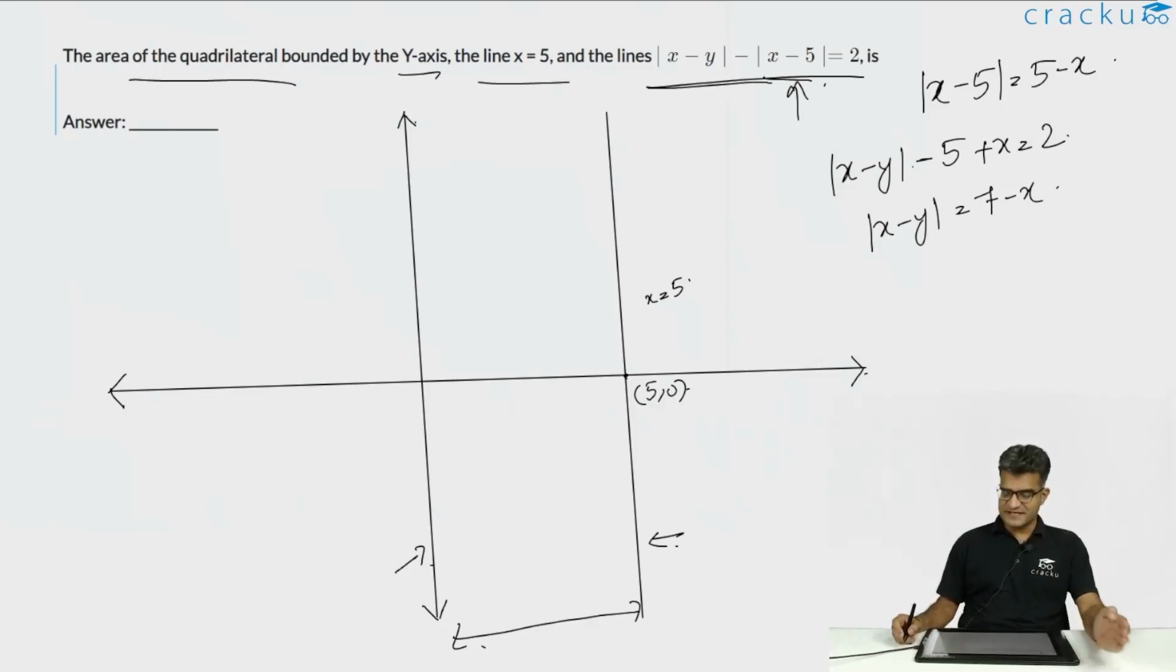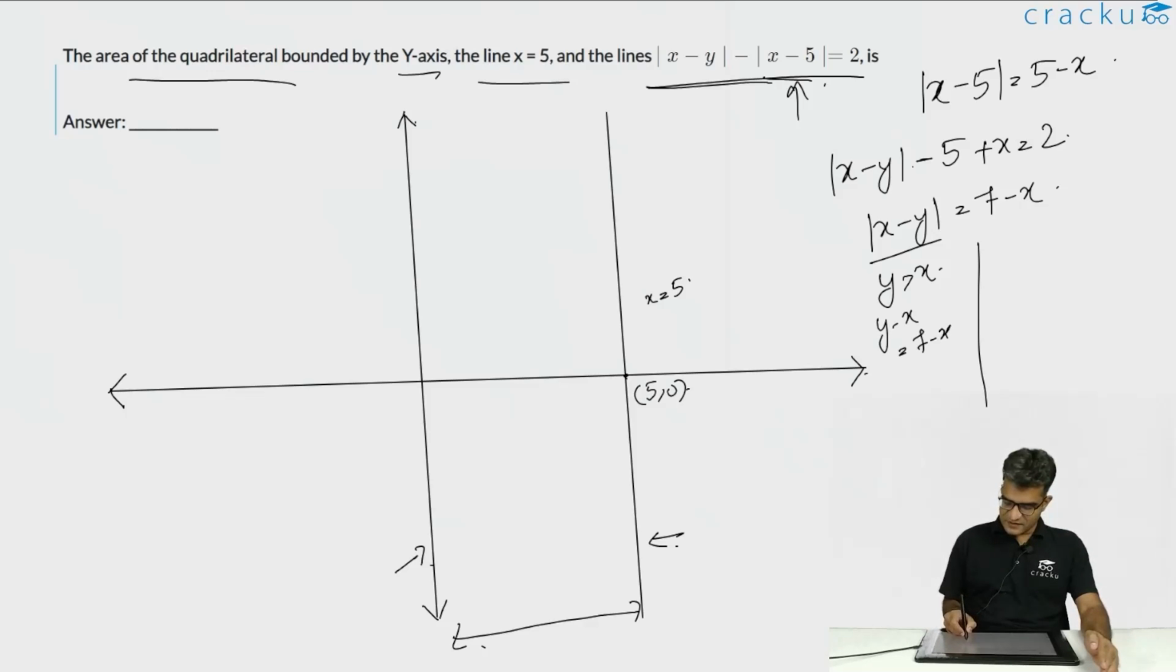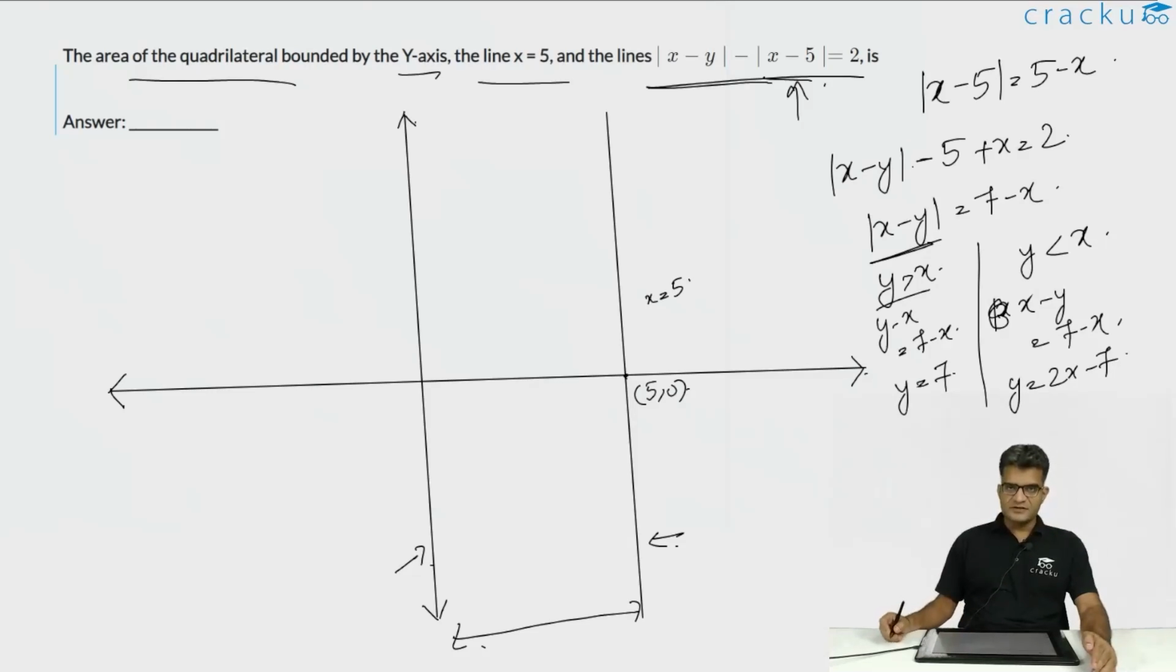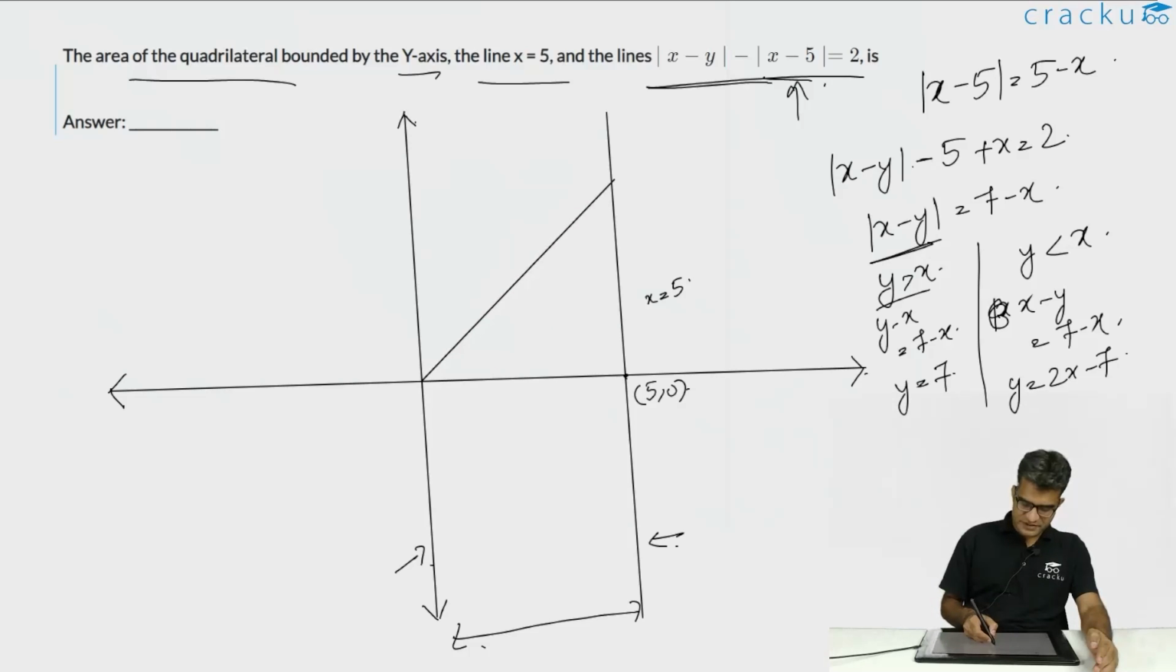In the first case, y is greater than x. If y is greater than x, the value of modulus of x minus y will be equal to y minus x. So y minus x is equal to 7 minus x, or the value of y is equal to 7. This is one line. This is when x is greater than y. When y is less than x, modulus of x minus y will be x minus y. This is equal to 7 minus x, or the equation of the line is that y is equal to 2x minus 7. So let us first draw the equation of the line x is equal to y. x is equal to y will look something like this. It will go through the origin.